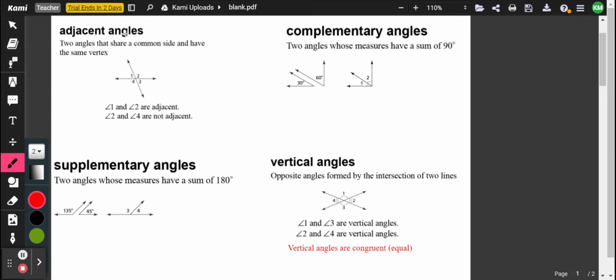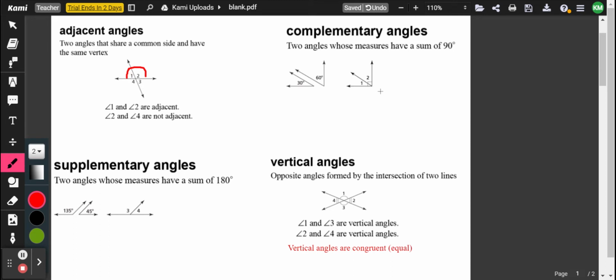The first one is adjacent angles, and that word adjacent means next to. So adjacent angles are 2 angles that share a common side and have the same vertex. Basically, they're next to each other. So 1 and 2 are adjacent, 3 and 4 are adjacent, 2 and 3 are adjacent, 4 and 1 are adjacent. Basically, if they're next to each other, they're adjacent. 2 and 4 are not adjacent because they're opposite of each other. 3 and 1 are not adjacent because they're opposite of each other.